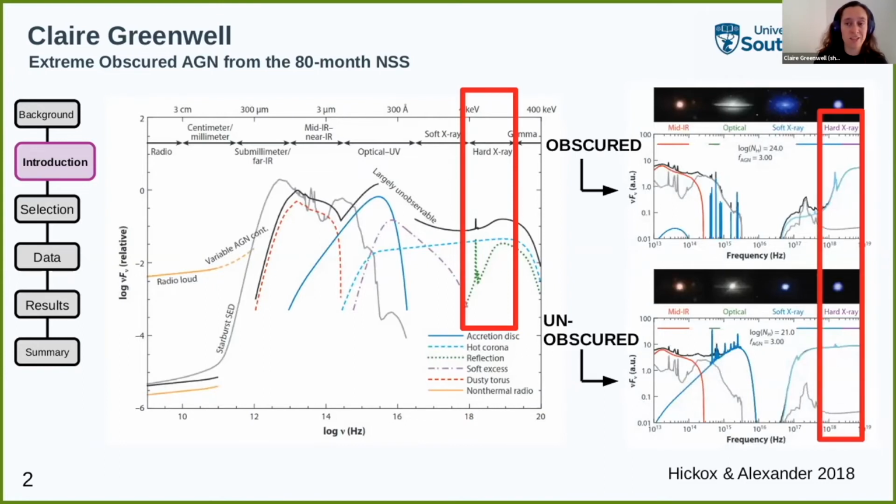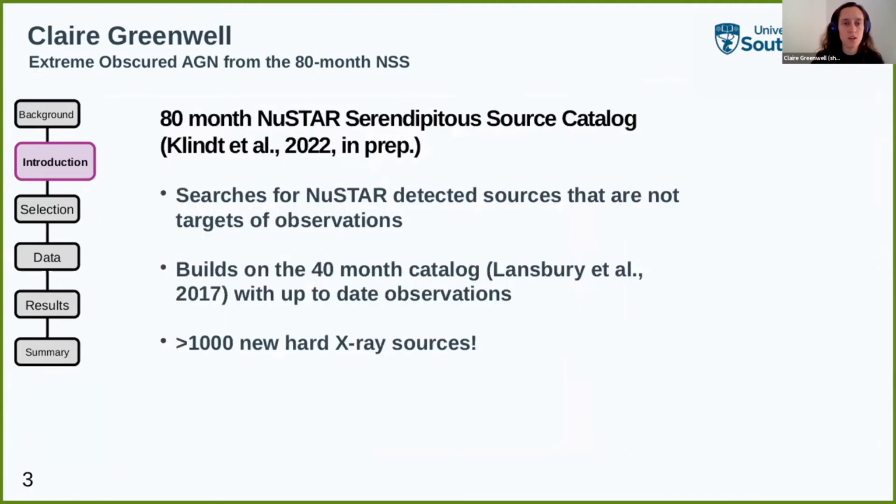So this section here. You can see that the shape in an obscured AGN is quite sloped, but in an unobscured AGN, it's much flatter. And we can use that difference in shape to find likely candidates for obscured AGN. So to do that, we need a nice big source of X-ray data.